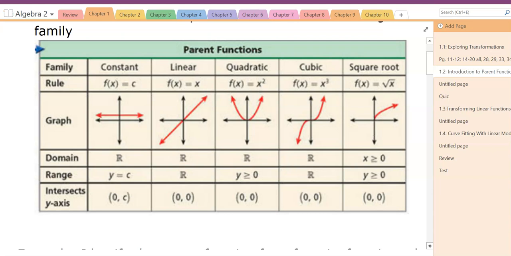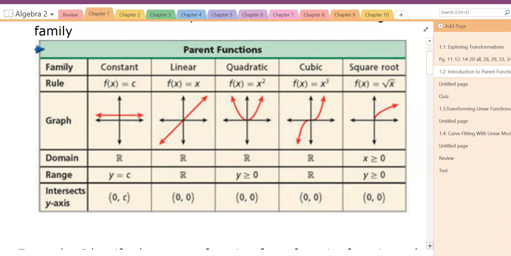The first one is called the constant, and that's just when you have horizontal lines. We talked a little bit about that when we went over slope a while ago, where if you have no slope, it's just a straight flat line. There's no up or down at all.